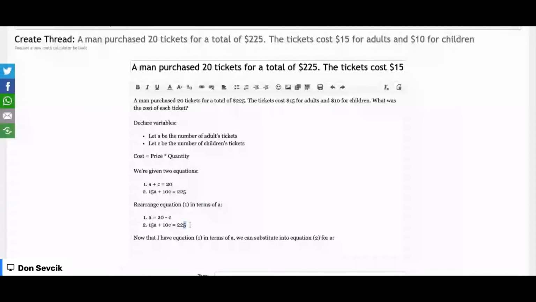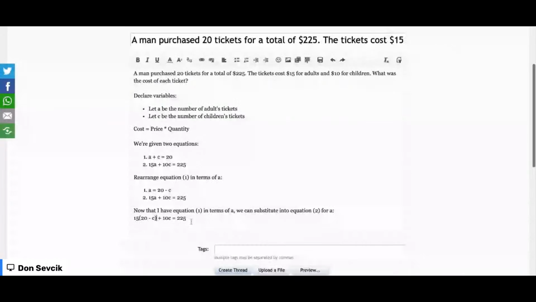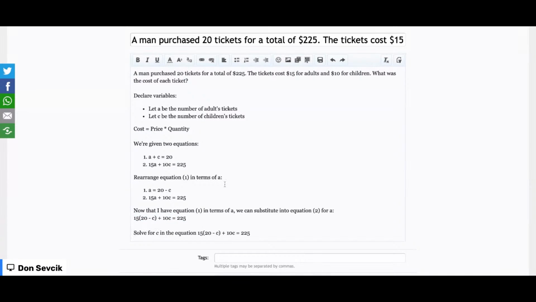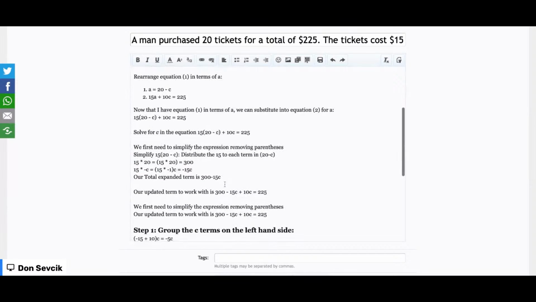So 15A plus 10C is 225, but A is also 20 minus C. So right here where you see A, I'm going to do this like that. And what I'm going to do, full lazy mode, we're going to do all this. Give me a second. I'm almost back to your screen. Boom. Okay. So here's where we left off.